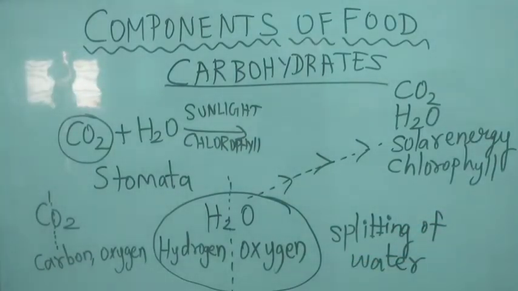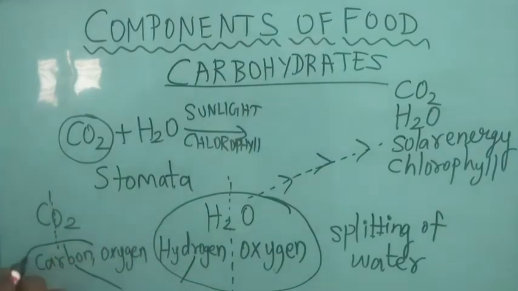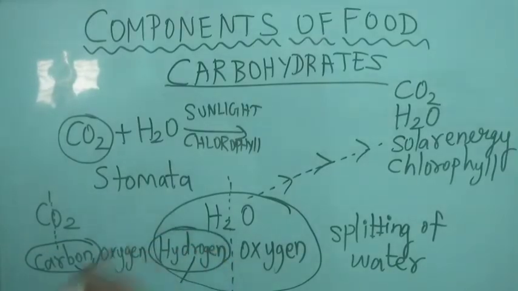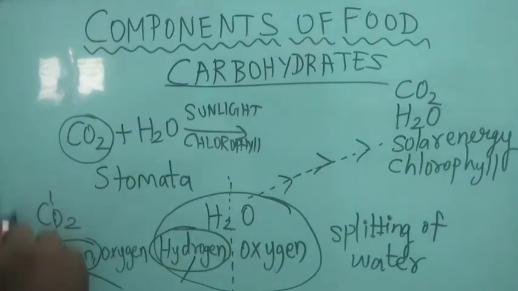Now hydrogen and oxygen are separated, and here the carbon and oxygen are separated. Now what happens with the broken hydrogen and oxygen, and the broken carbon and oxygen: the carbon and the hydrogen combine together. This carbon and hydrogen that combine together form the carbohydrates.